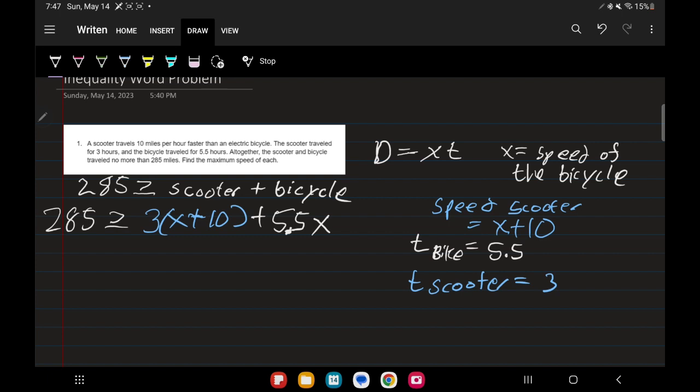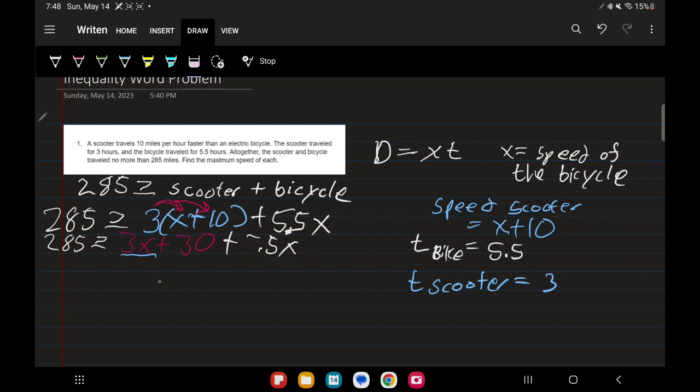Okay. Now we need to go ahead and solve. So let's simplify the scooter bit first. So I need to multiply 3 into x and 3 into 10. So I get 285 is less than or equal to 3x plus 3 times 10 is 30 plus 5.5x.